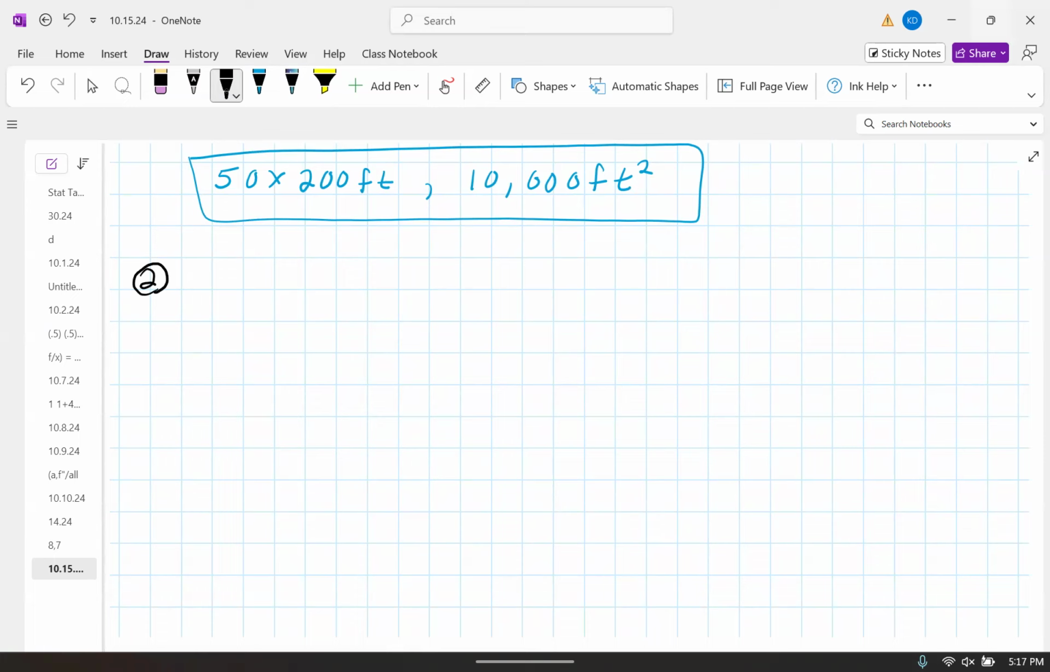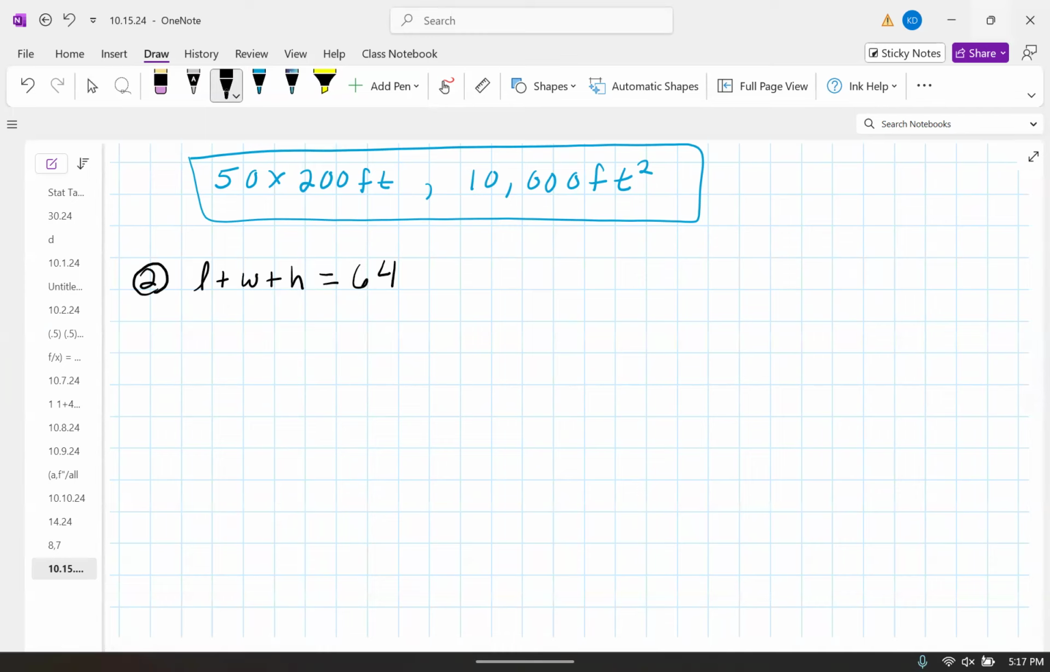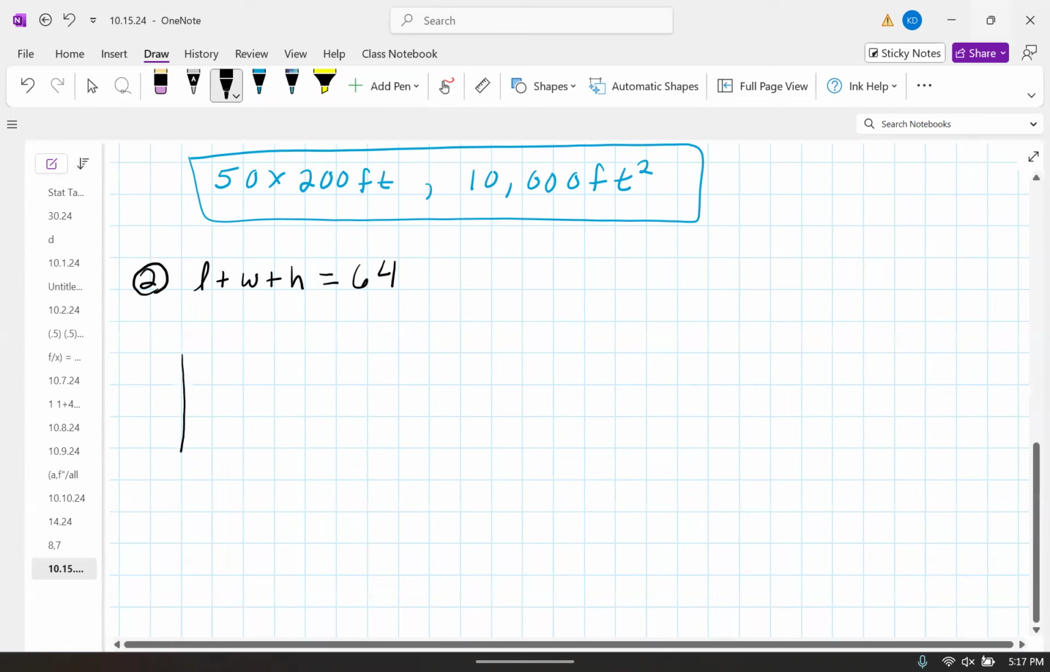Okay. So we know the length plus the width plus the height has to be less than or equal to 64. So we're going to say we want the greatest, we're just going to put equal 64. Technically, it should be less than or equal, but we're gonna fudge it. We have a square based box.